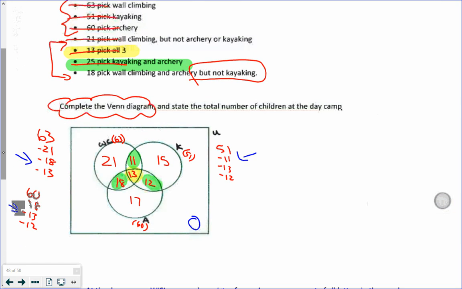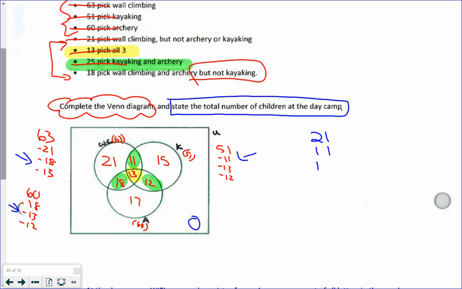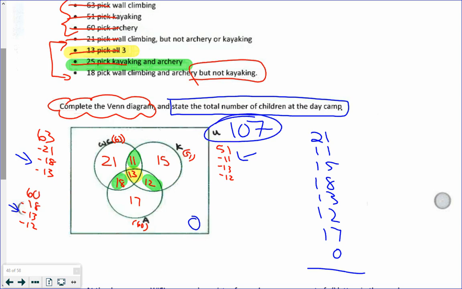So the second part of the question says, state the total number at day camp. So what you're going to do is you're going to add up all the numbers that you see. So 21, 11, 15, 18, 13, 12, 17, and 0. And remember the zeros because they all had to attend something. Can someone just tell me the answer? How many? 107. So 107 is the universal set. That's how many attended day camp.